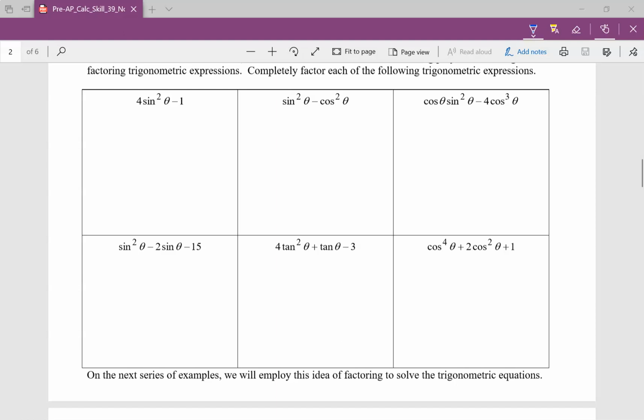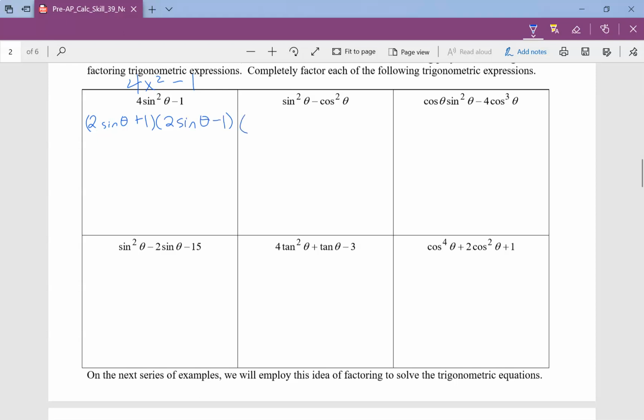Now this is analogous to saying something like 4x squared minus 1. And hopefully you remember that when you have something like this, it's called a difference of squares. And so we're going to factor by making our two groups. You would take the square root of 4x squared. You'd have 2x plus 1, 2x minus 1. Well, the only difference here is that instead of just saying x, we're going to have sine. So I'm going to write 2 sine theta plus 1, 2 sine theta minus 1.